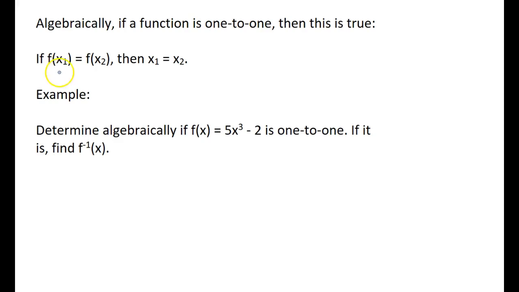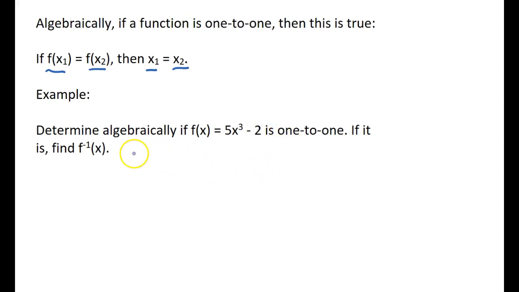How can we tell algebraically if something's one-to-one? Well, if f of x1 equals f of x2, then x1 has to equal x2. So let's look at this right here. Determine algebraically if f of x equals 5x cubed minus 2 is 1 to 1. And if it is 1 to 1, let's find its inverse.